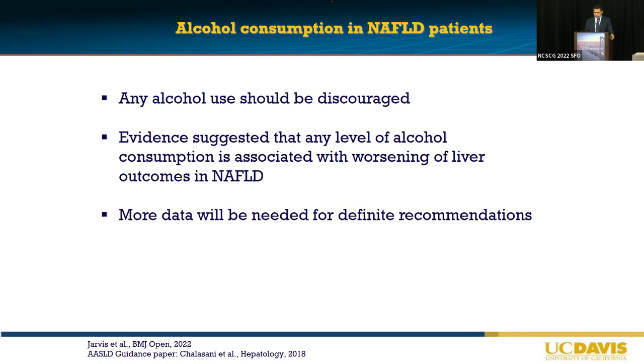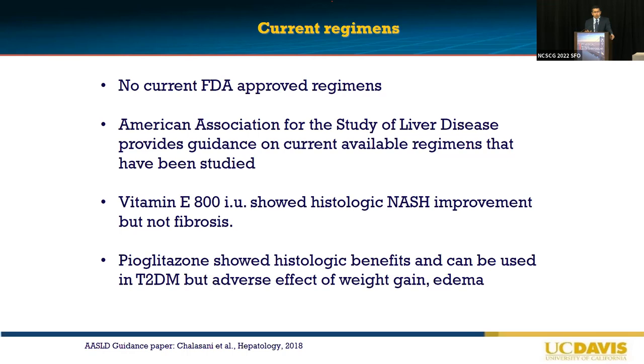In terms of regimens, no current FDA-approved regimen, as you also saw in Dr. Wong's talk. AASLD provides guidance on the current available regimens that have been studied. Based on the PIVENS data, we know that vitamin E, 800 IU, showed histologic NASH improvement, but not fibrosis. Pioglitazone, which is Actos, showed histologic benefit and can be used in type 2 diabetes mellitus, but there are adverse effects of weight gain and edema.